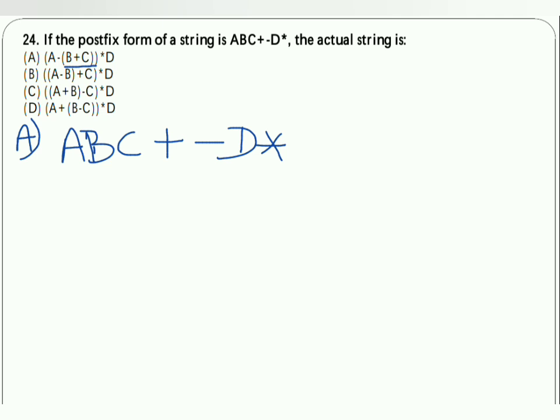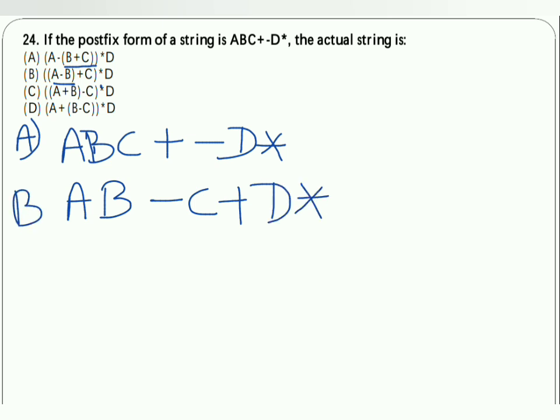Let us check out the remaining options also. If we check the remaining, the answer won't match. So let us take option B. First we will write from the center part, A minus B, so AB minus. Next C plus, so AB minus C plus and into D. Postfix means first the operand comes and then the operator comes. So this is not matching with the given option.